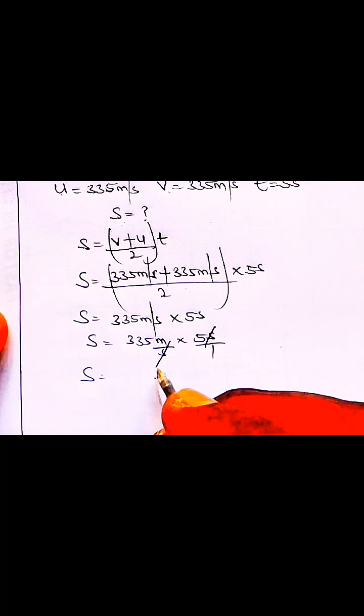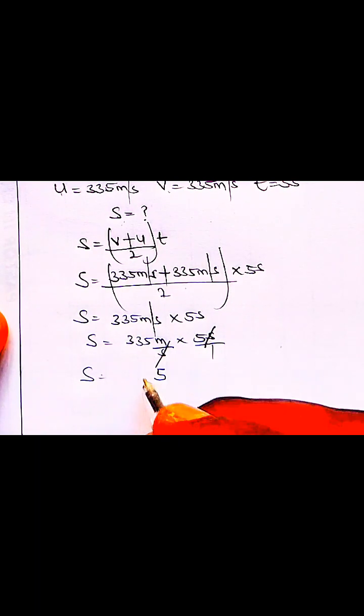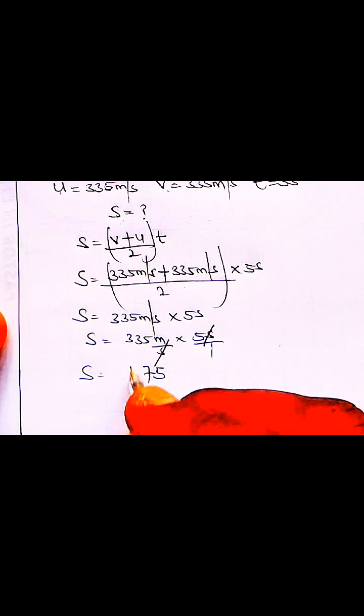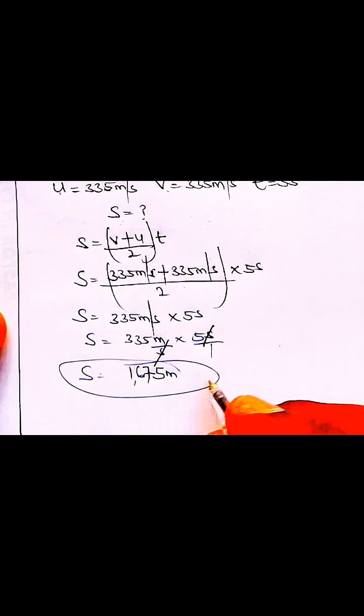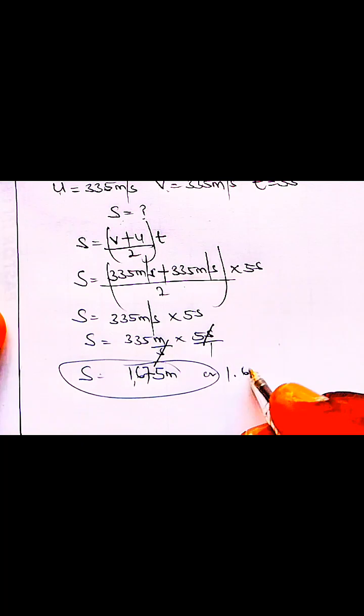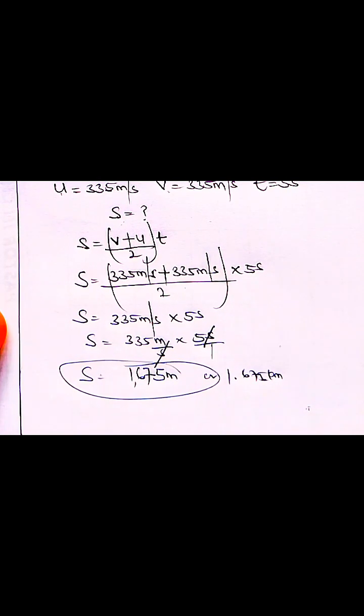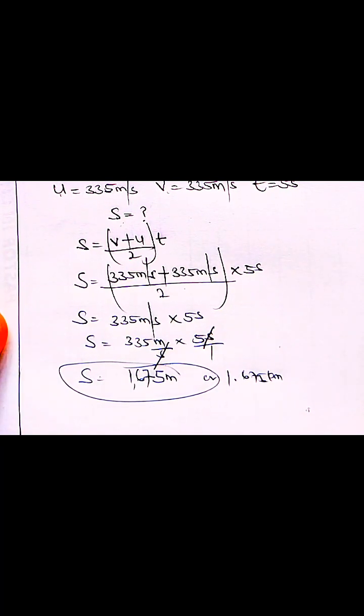5 times 5 is 25. 5 keep your 2. 5 times 3, 15 plus 2, 17. 7 keep your 1. 5 times 3, 15 plus 1, 16. 1,675 meters. Or you could call it 1.675 kilometers. So that's our result. I want you to take note of something. Always watch out for your units. Units are very, very important.